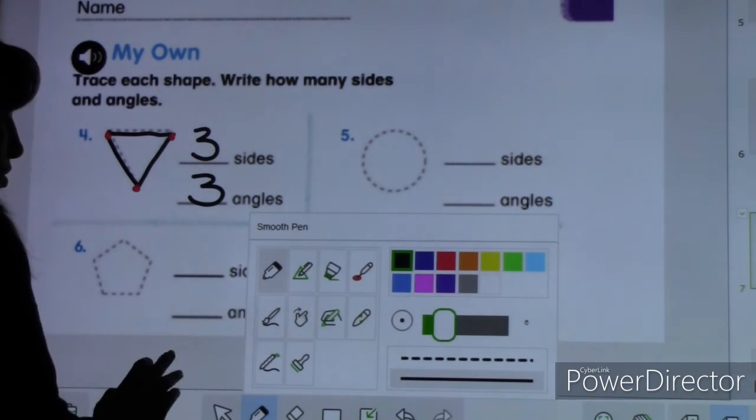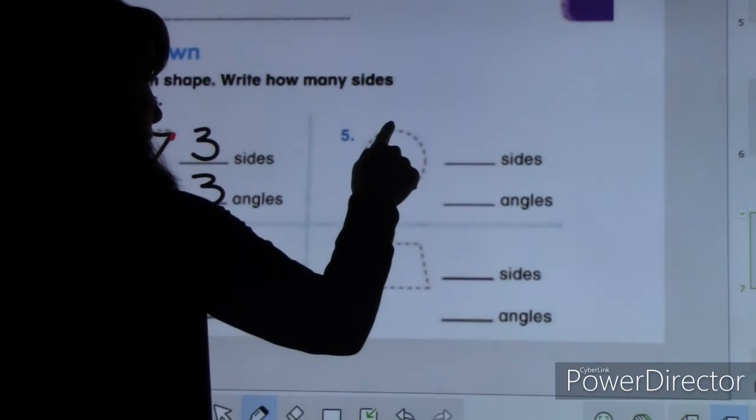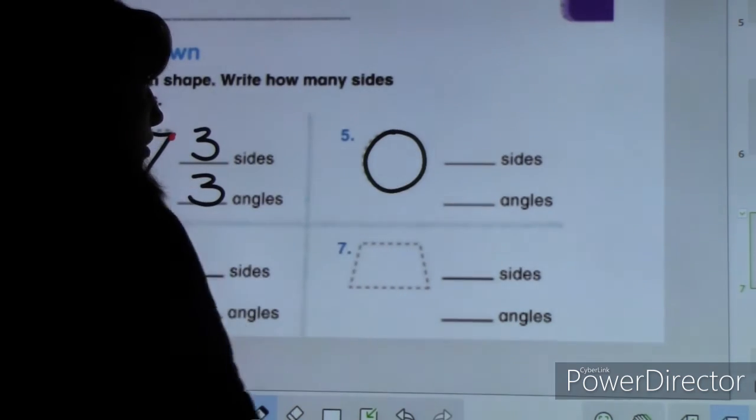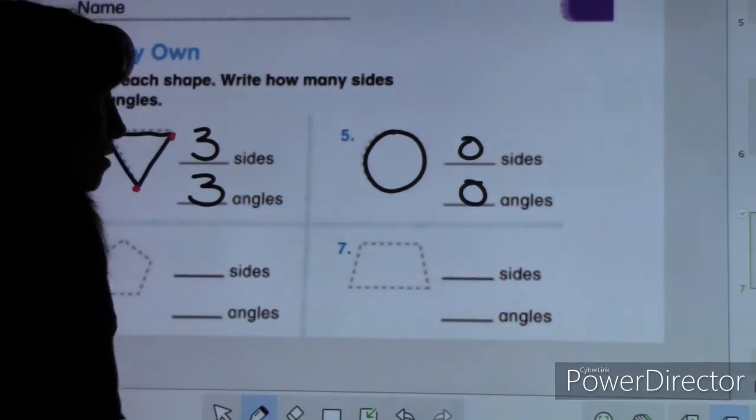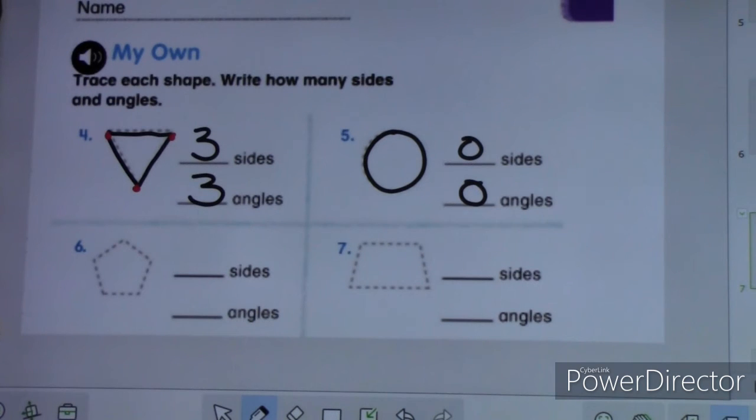We then have a circle, and we already said there are no flat spots on a circle. So there are 0 sides and 0 angles because there's no flat spot that looks like a straight line.